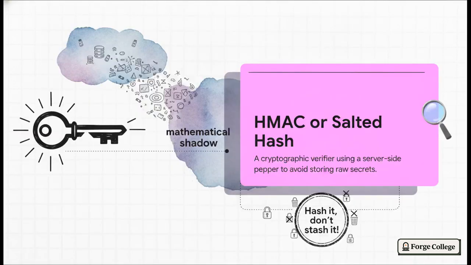So what exactly do we do instead? Well, we use an HMAC, or a salted hash. This is a cryptographic verifier computed with a server-side pepper that essentially creates this mathematical shadow of the key. It lets our server completely verify that the key is correct without actually knowing what the original key was. A really great little rule of thumb to keep in your back pocket is this: hash it, don't stash it.